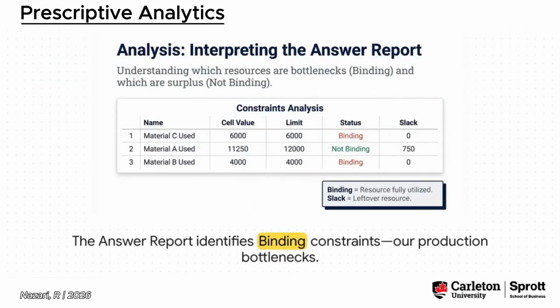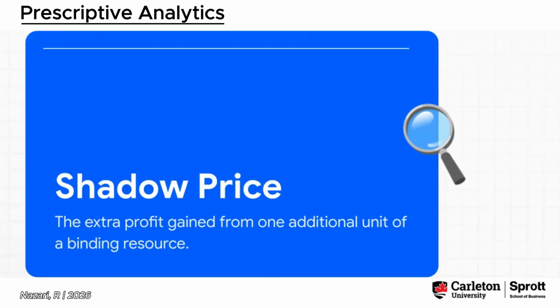The first report, the answer report, gives us this crystal clear snapshot of our resources. It shows materials B and C are binding with zero slack. That means we've used every last ton. These are our production bottlenecks. Meanwhile, look at material A. We have 750 tons left over. It's not binding.